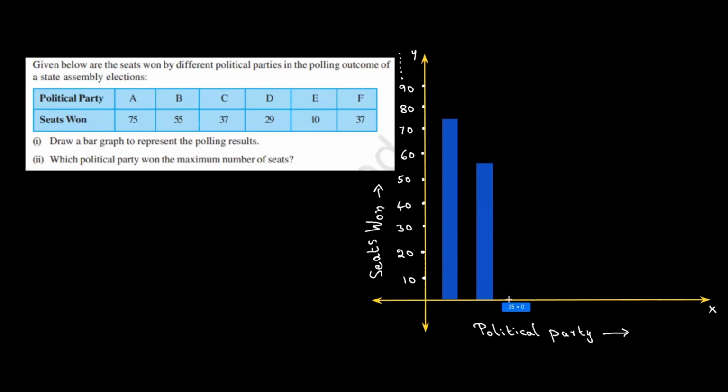Coming to political party C, it's 37. So 37 means 30 after the seventh line. On a graph sheet you will find it easily, but here I'm taking the black sheet as the background, so you cannot see that. Thirty after the seventh line is 37. Similarly, political party D is 29, which is very close to 30, just one line behind 30. Political party E is 10 only. And political party F, again, is 37.